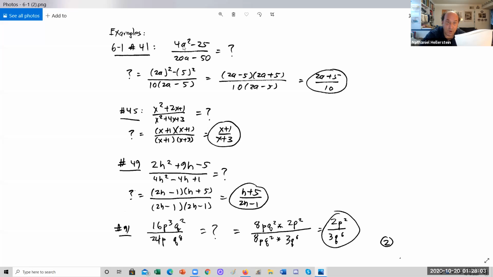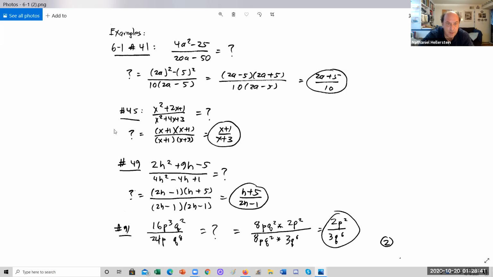What is it? Okay, 4a squared minus 25 is a difference of squares. The square of 2a minus the square of 5. 20a minus 50 has a common factor of 10 times 2a minus 5. So this difference of squares is 2a minus 5 times 2a plus 5, all over 10 times 2a minus 5. The 2a minus 5's cancel. We're left with what's left over, 2a plus 5 divided by 10. And by the way, in these problems, I do request that you go as far as possible, canceling as many factors as possible. Anything short of that is, I'll call it incomplete.